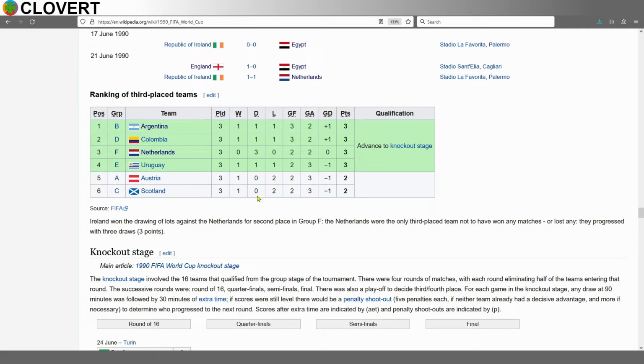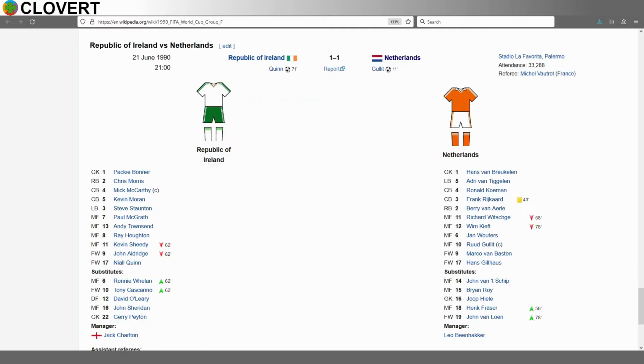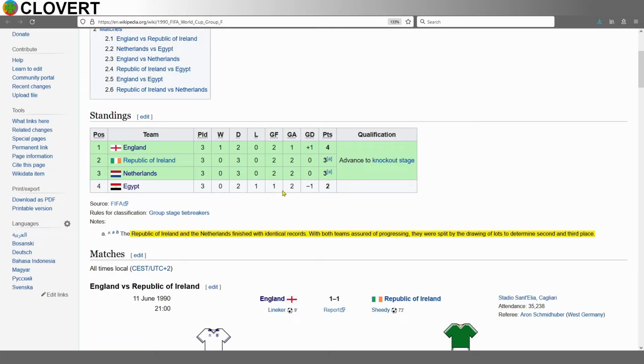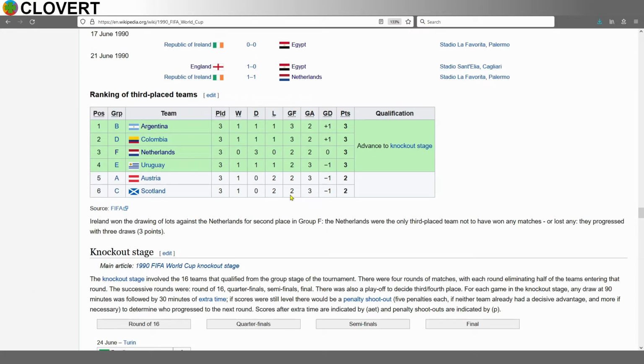Now, it would also mean that Egypt would be knocked out automatically, because Egypt's record would have been 1 goal for and 2 goals against. So they would have scored less goals. So if we look at the final table, Egypt scored 1 and had 2 goals against. They were -1. So Egypt would still be out because they would have scored less goals than Austria, Scotland, and whoever lost 2-1 between Ireland and the Netherlands.